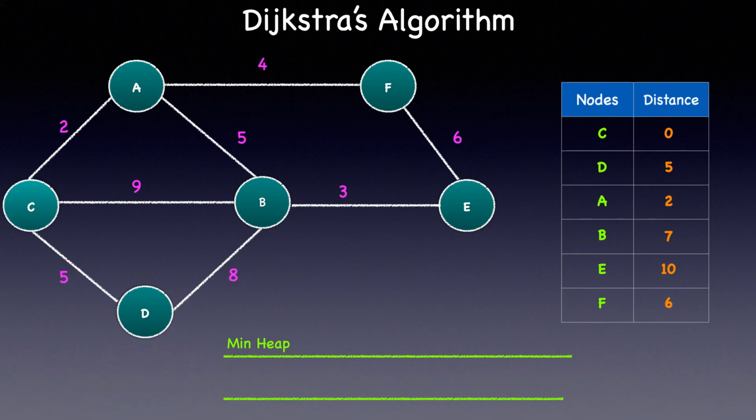So this concludes our Dijkstra's algorithm. Now, returning to our original question of the minimum distance needed to travel from source node C to the destination E, the answer is 10 miles.